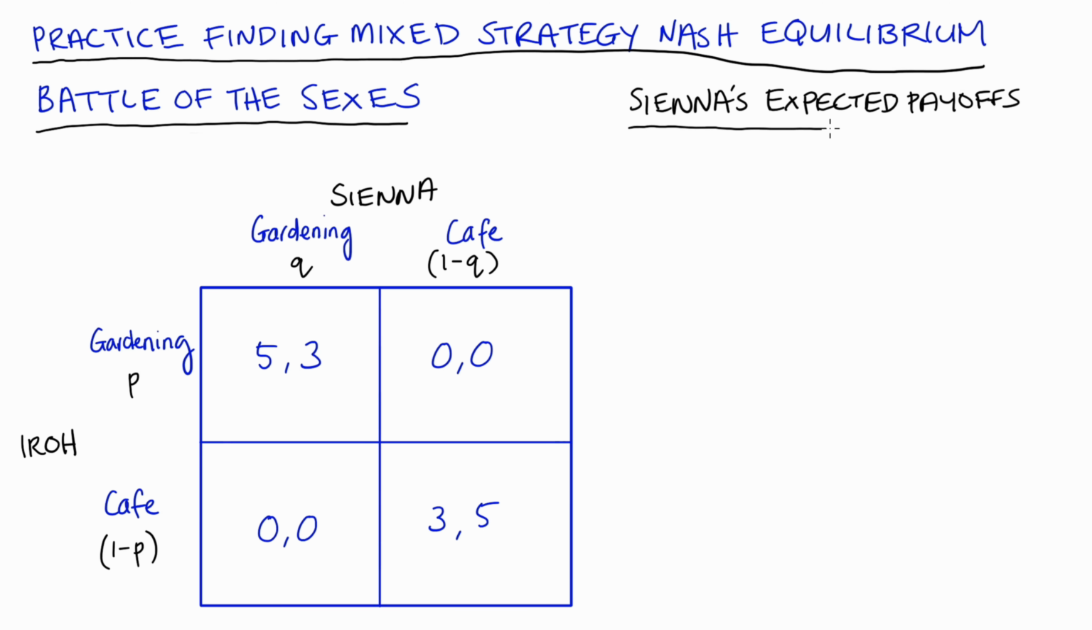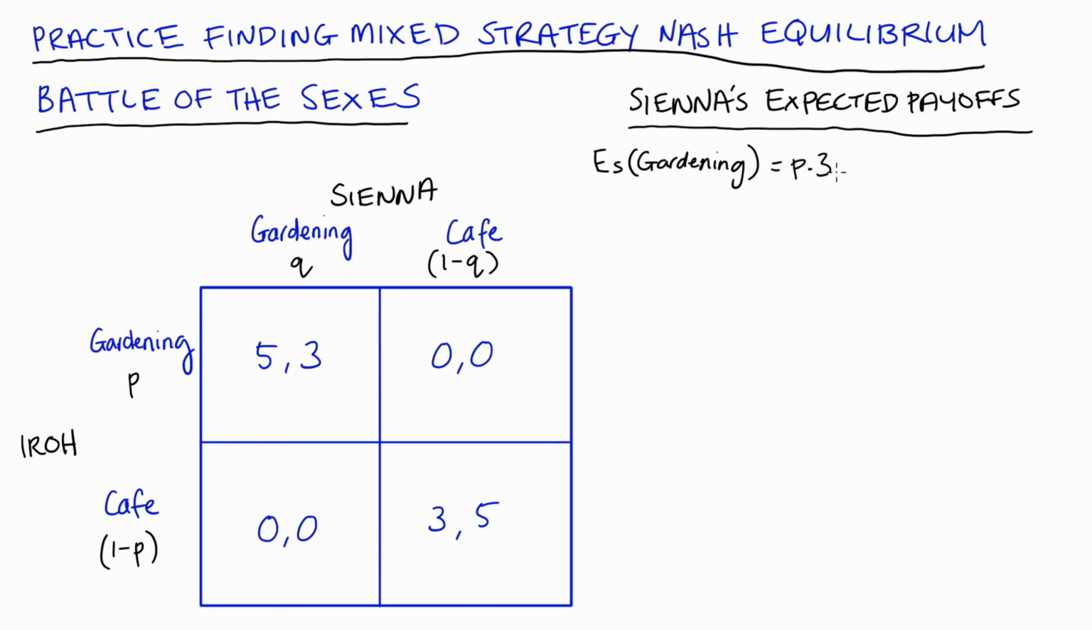All right, that was Iroh. Let's think about Sienna's expected payoffs. And I'll start with what Sienna's expected payoff of gardening is. So if Sienna plays gardening, we'll be on this column, the first column, and with probability P, Iroh will also play gardening.